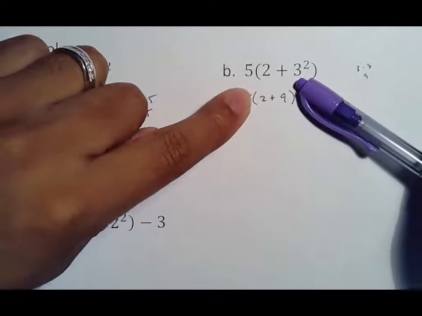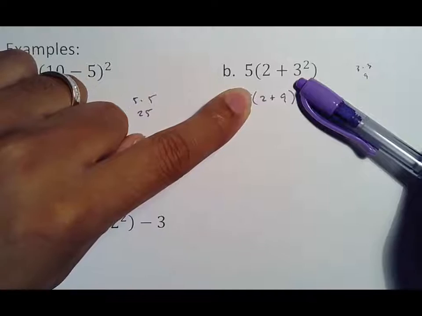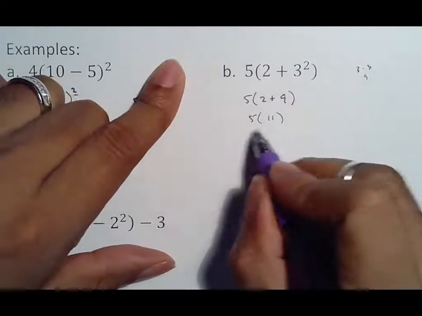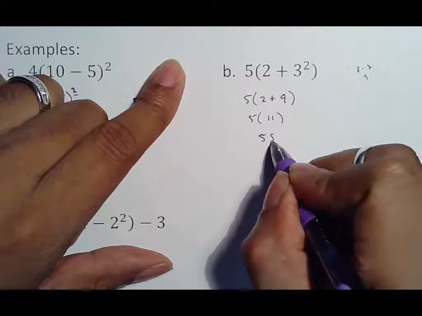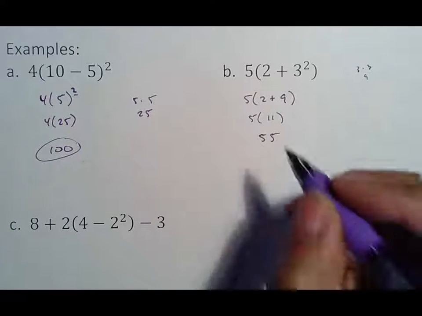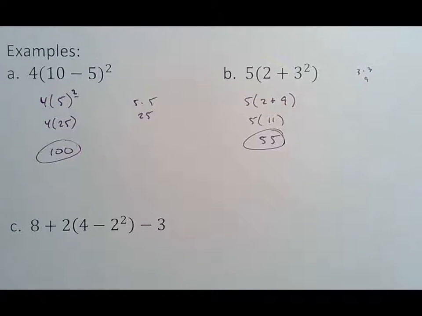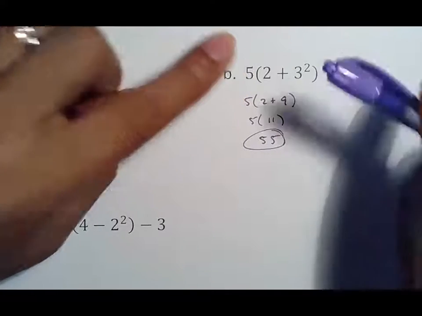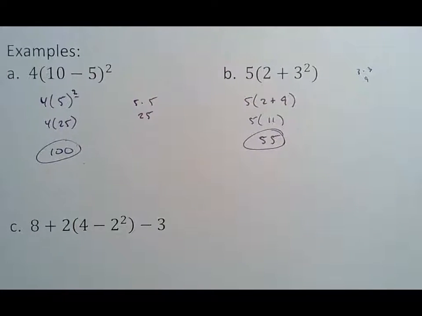Again, there are parentheses here, so we focus only on the parentheses. 2 plus 9 turns into 11. And the last thing we do is 5 times 11, which is 55. Again, decision-wise, should be easy enough because parentheses just tells us to use the order of operations inside the parentheses the same way as we normally would and go from there.